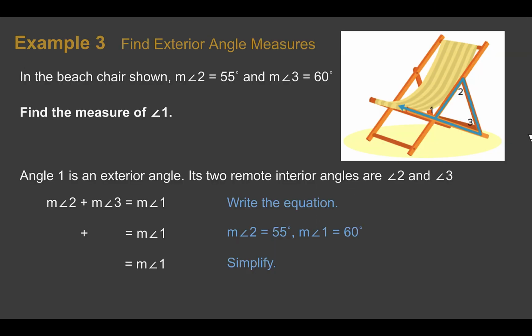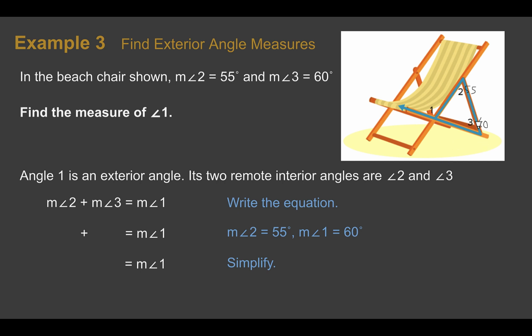Example 3, find exterior angle measures. In the beach chair shown, the measure of angle 2 is 55 and the measure of angle 3 is 60. So I'm going to write those in there, 55 and angle 3 is 60. I want to know the measure of angle 1. So angle 1 is an exterior angle, while 2 and 3 are both remote interior angles.